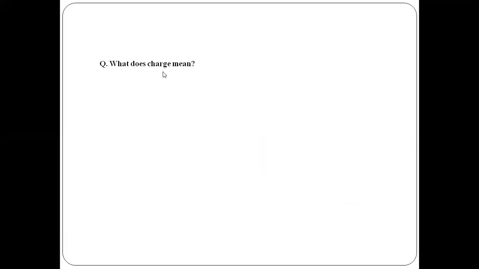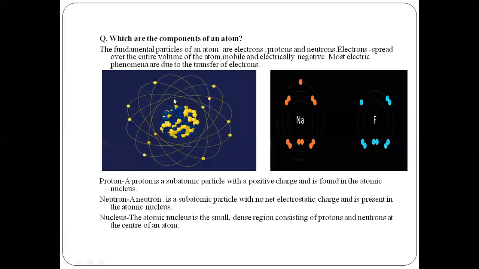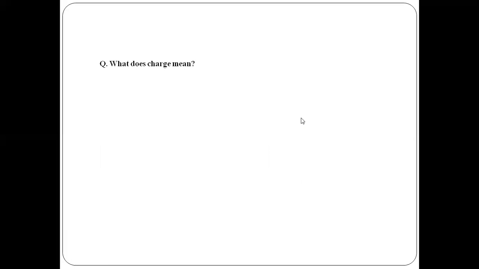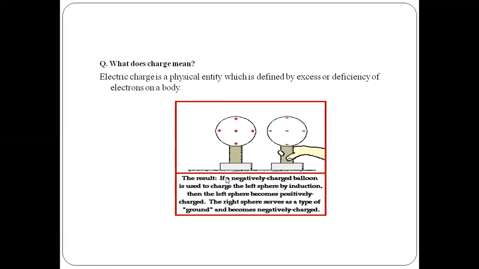Then what does charge mean? Electric charge is a physical entity, entity meaning existence, which is defined by excess or deficiency of electrons on a body. Okay, children, what causes that deficiency of electrons? It is because of this phenomenon, the transfer of electrons. When an electron is transferred from one atom to another, we find loss and gain between those two atoms. Hence, once again, what does charge mean? Electric charge is a physical entity which is defined by excess or deficiency of electrons on a body. Just have a look at this image.